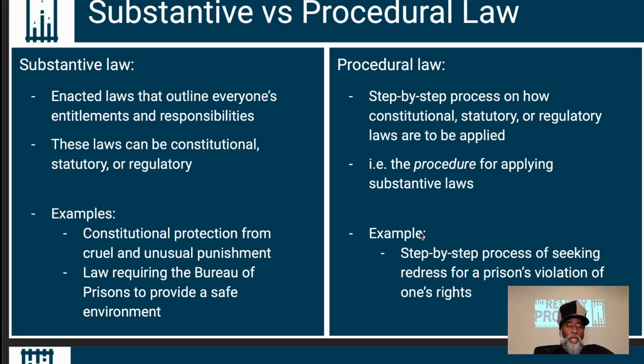So substantive law: enacted laws that outline everyone's entitlements and or responsibilities. These laws can be constitutional, statutory, or regulatory. Examples: constitutional protections from cruel and unusual punishment, law requiring the Bureau of Prisons to provide a safe environment. All right. What does all that really mean? All that was said there is in a prison context. It's relevant to what we do. But what is substantive law, really?